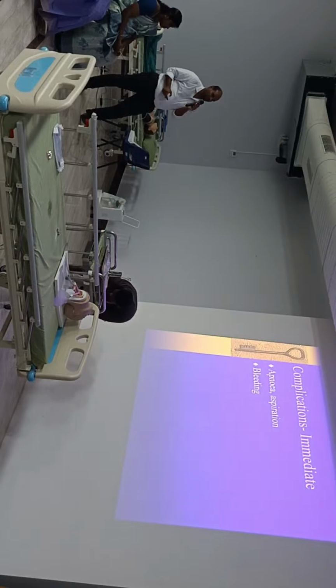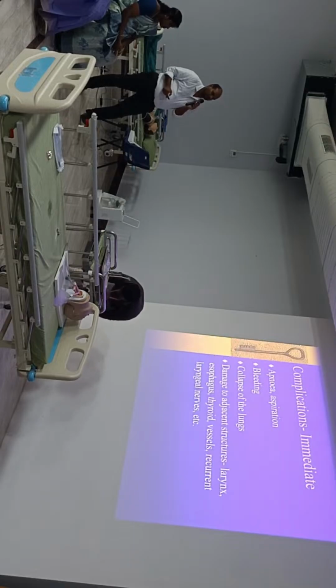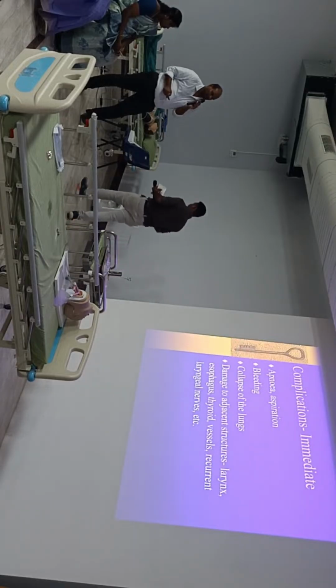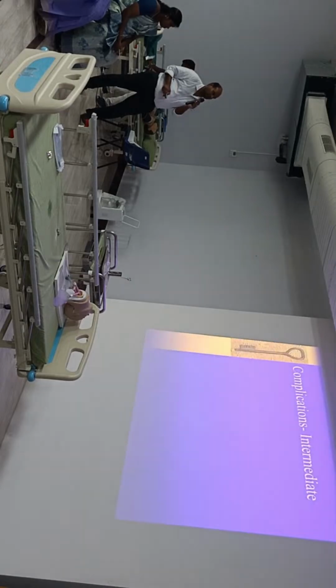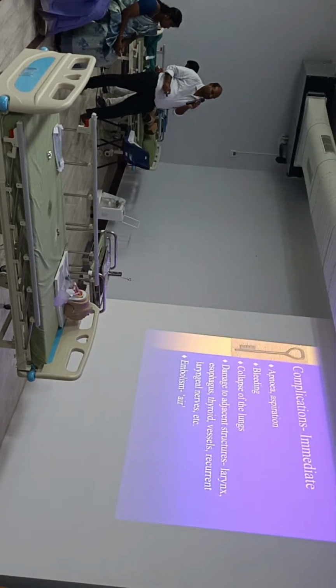in breathing difficulty, bleeding from the site, there may be collapse of the lungs, there may be damage to the vital structures, mainly the larynx, esophagus, thyroid, resulting in bleeding, great vessels, or the recurrent nerves. There may be rare instances where a bubble of air goes into one of the great vessels and then enters the blood vessel system, resulting in air embolism. These are complications to be anticipated within the first 6 hours.